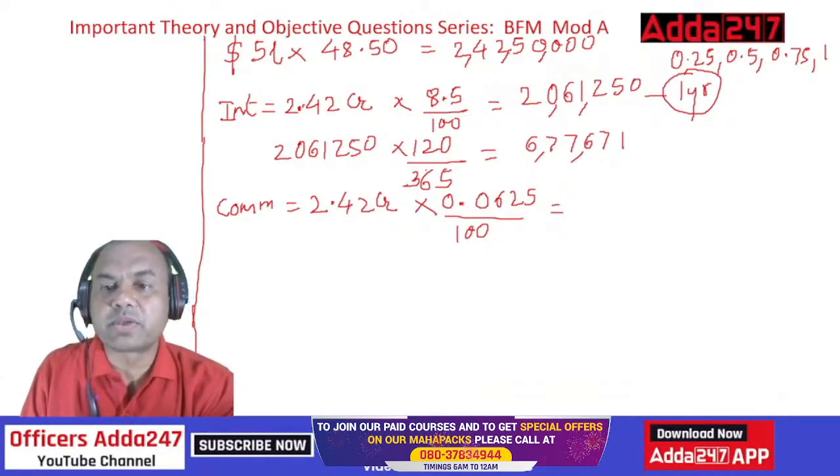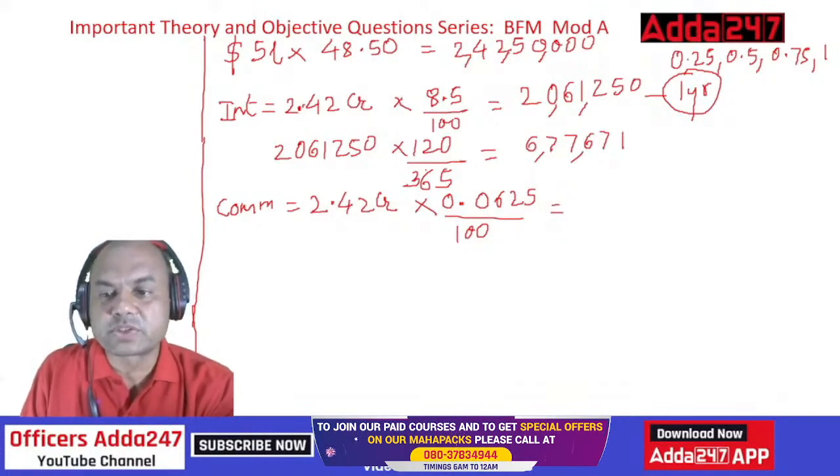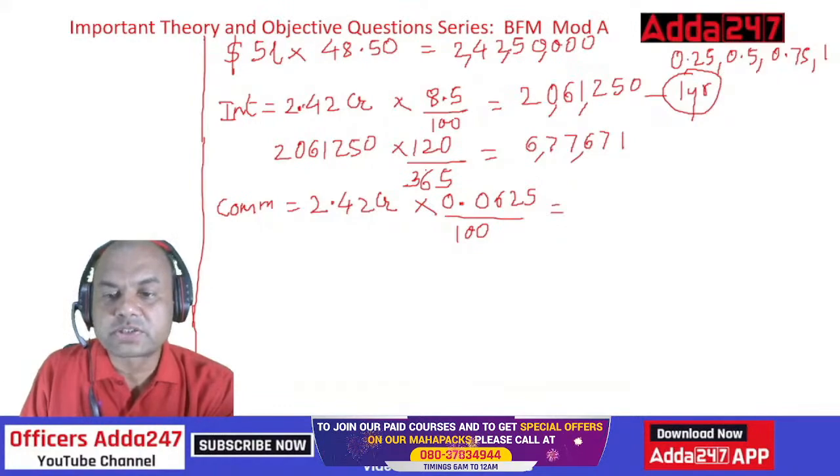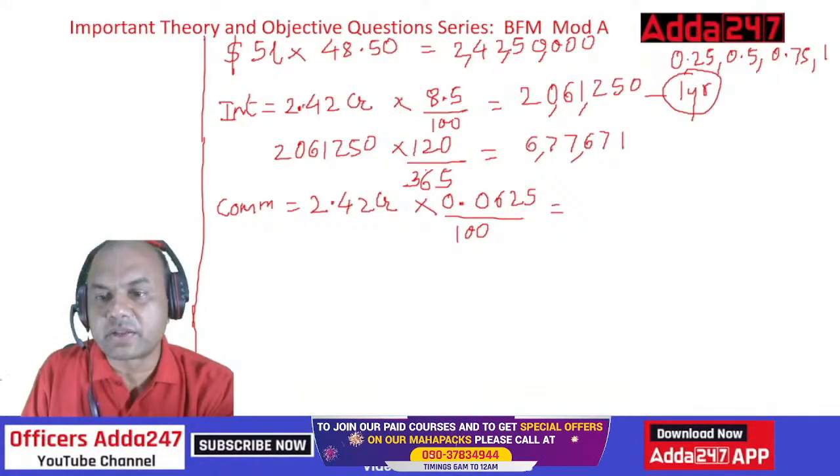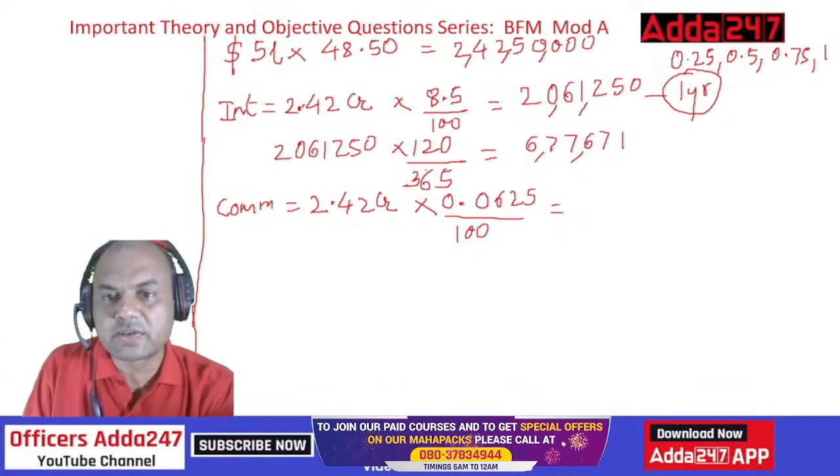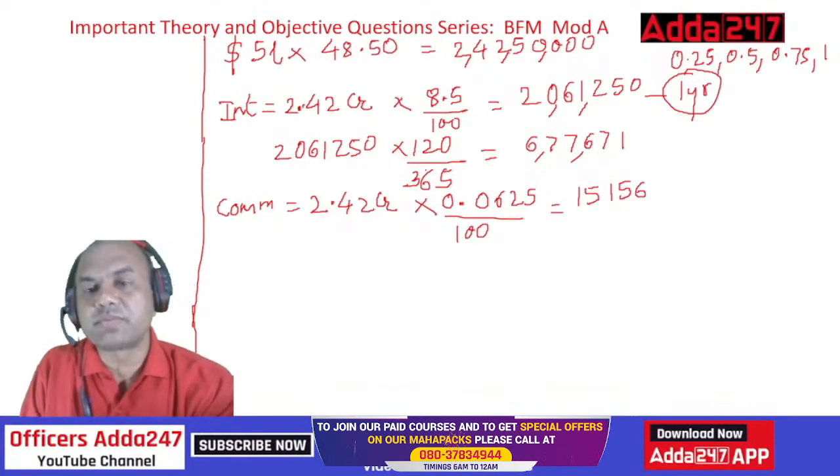Now on this, what am I doing? Commission 0.0625 upon 100 because it is percent. So it will be what? 15,156. Are you getting the same answer? 15,156. Are you getting the same?